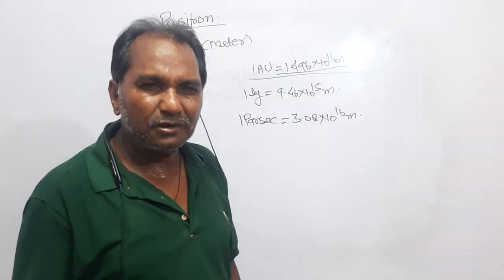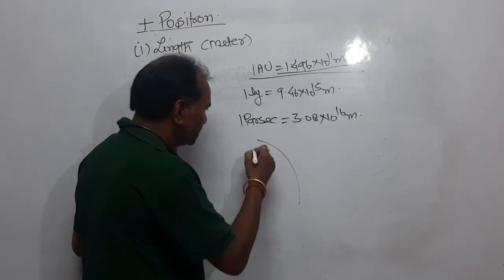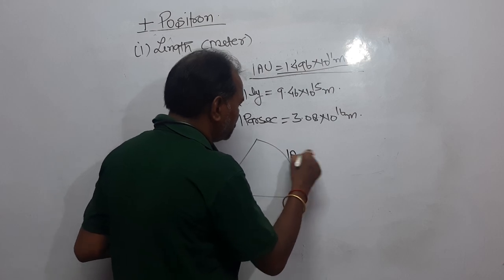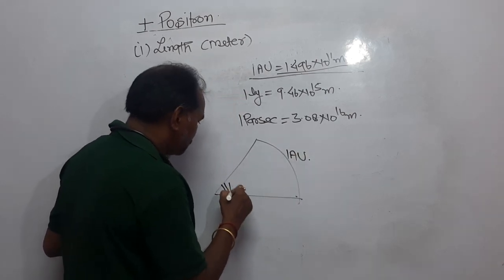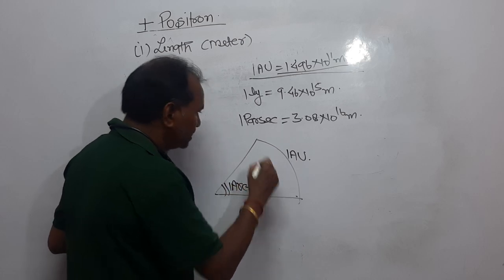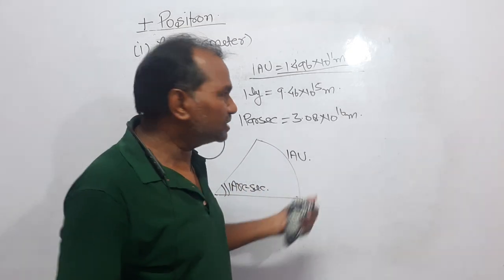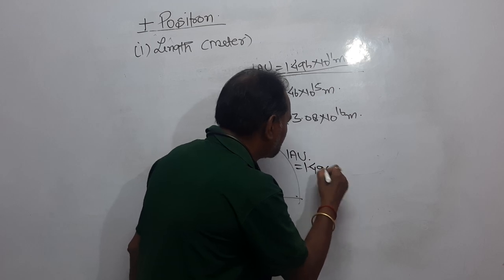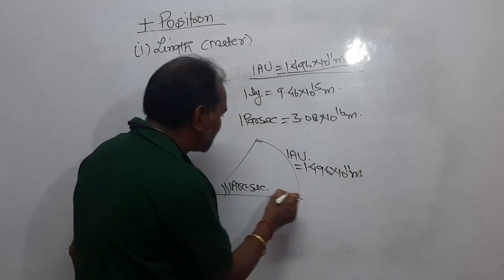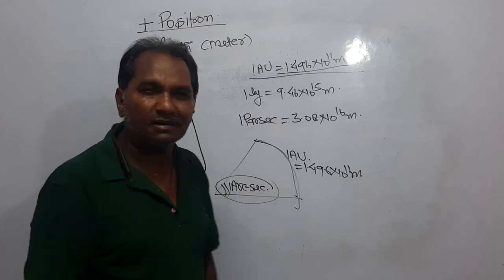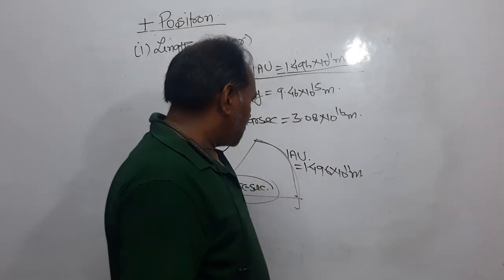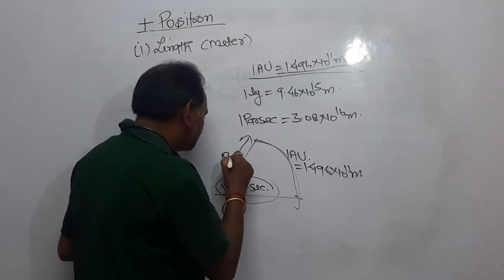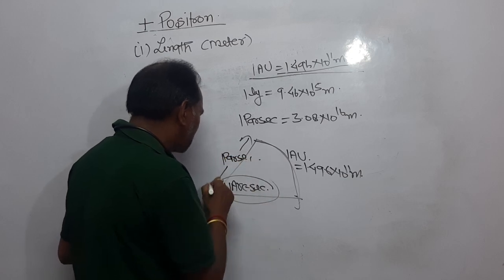1 parallactic second is what? It is the distance at which an arc equal to 1 AU makes a 1 arc second angle. If an arc has a length of 1 astronomical unit, meaning 1.496 into 10 power 11 meter, then the distance at which this arc makes an angle of 1 arc second is said to be a parallactic second. This distance is 1 parsec.